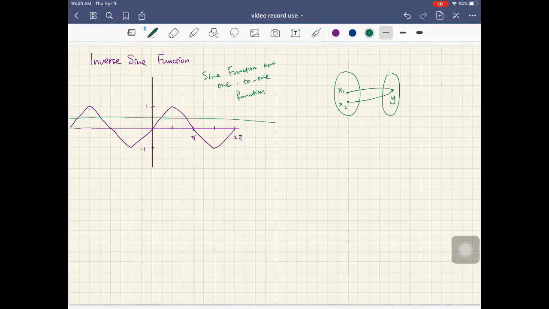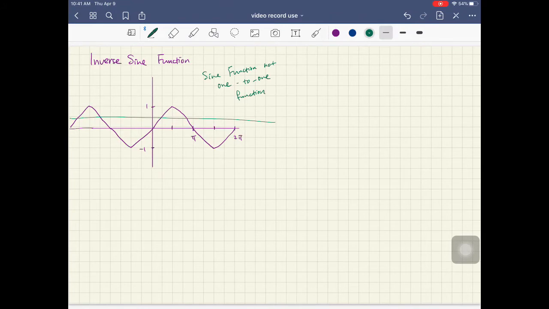Then on the return trip, if you start from y, you're not sure which direction to return. Am I going to return to x1 or to x2? Both numbers can be the possible landing point. For that reason, a function that is not one-to-one doesn't really have an inverse function.